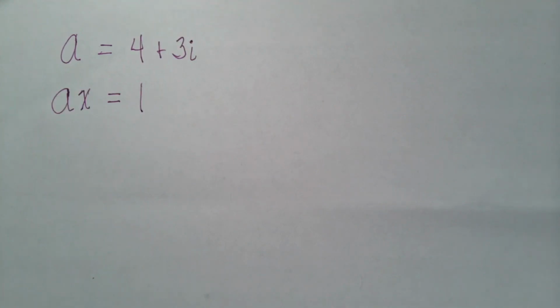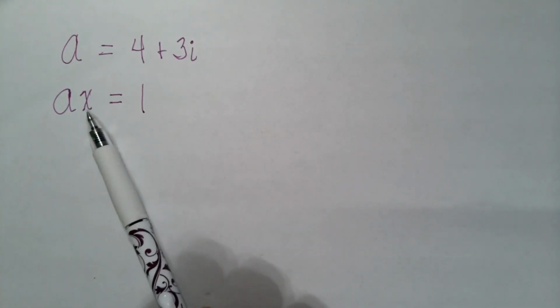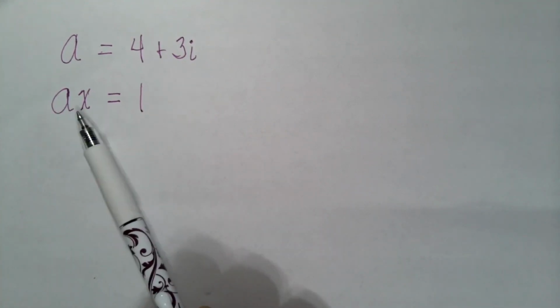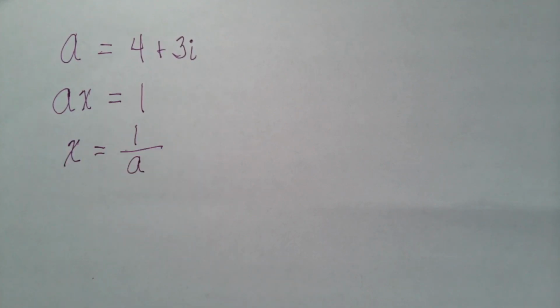Now let's suppose that a is a complex number. For example, it might be 4+3i. If we wanted to find the multiplicative inverse of this complex number, we'd be looking for some number x so that a times that number is equal to 1. That would mean that x is equal to 1 divided by a. In our example, that would mean that x is 1 divided by 4+3i.